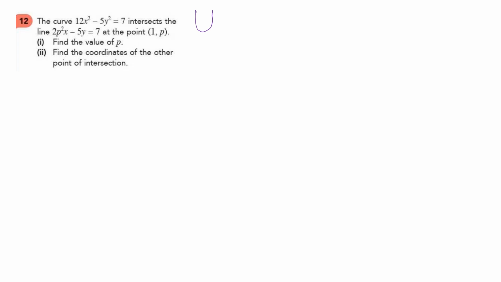So you have a curve. When the curve intersects the line, it could intersect at 1 point or 2 points. What we're saying is that it intersects only at this point here, (1, p), and we're asked to find the values of p. Okay, so there's only one value of p.